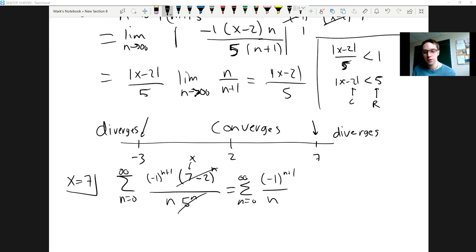All right, and so notice that is an alternating series. And you can check that if you take the absolute value of this thing, let's call that Cn, Cn goes to 0. Right, the denominator is getting bigger, but the numerator is staying the same size. So that means that we have terms that are going to 0. It's alternating back and forth, and so by the alternating series test, we would conclude that this converges. So our 7 should be included.